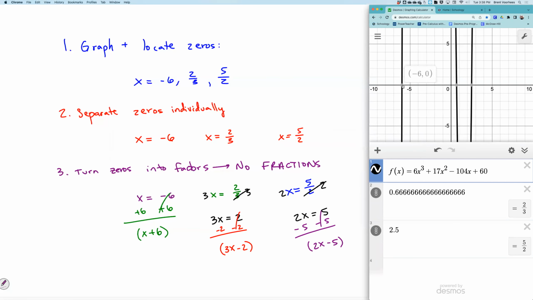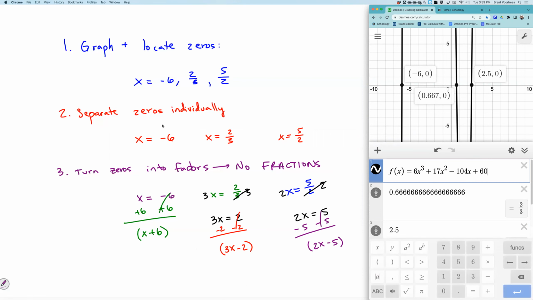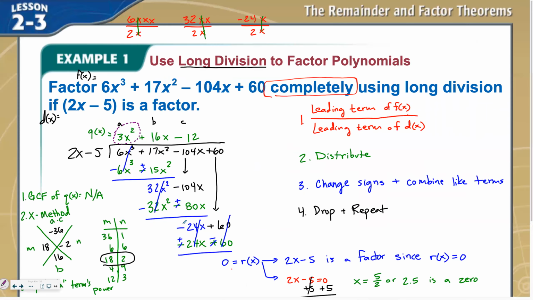From this graph, all I did is I typed it into the graph. I located the zeros. I graphed and located the zeros. I turned those zeros into a fraction though. I separated the zeros individually, and then I turned them back into factors without leaving anything as a fraction. What did this do for me, these 3 factors? What it did is this entire page of work right here, which is some work, is what we did here.